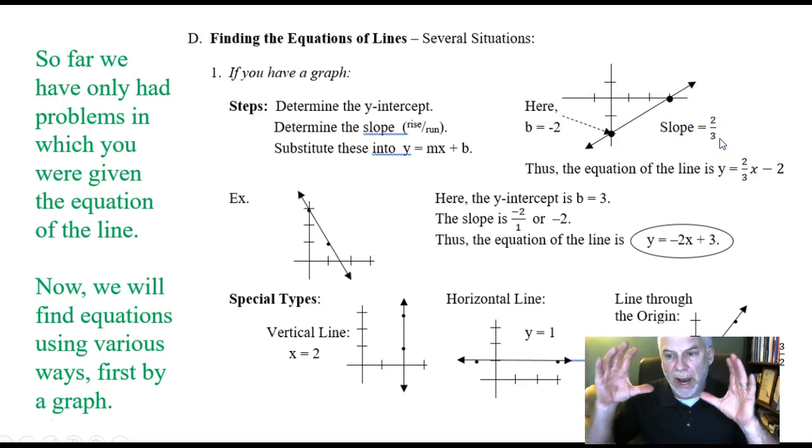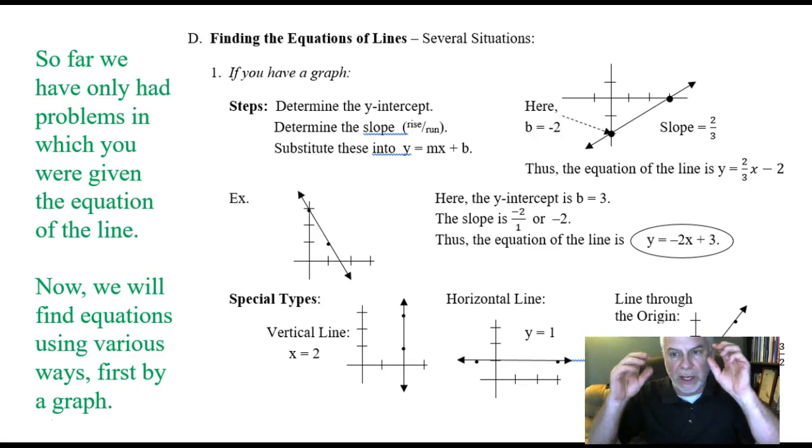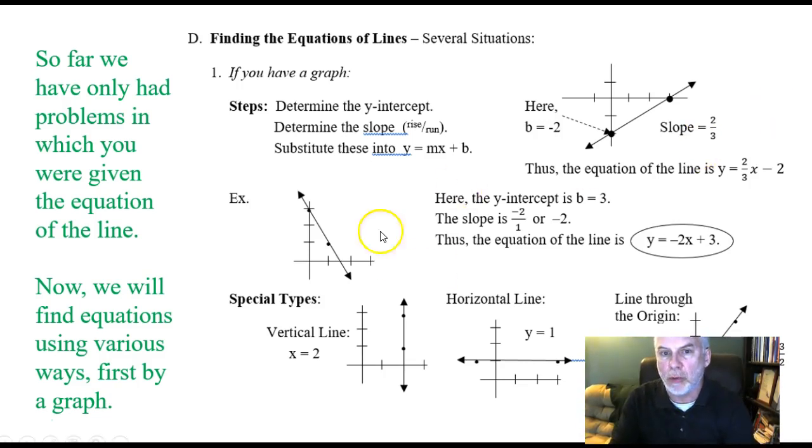So whenever you're given a graph and you have 2 points, you can do the rise and the run between the points and figure out what the slope is. Now the slope is the m in the y equals mx plus b equation. So now that we have the slope and we have the y-intercept, which is the b, we can plug these two values into the slope-intercept form, y equals mx plus b. So it would be y equals 2/3 x and then plus -2.